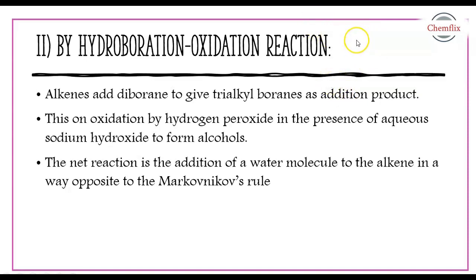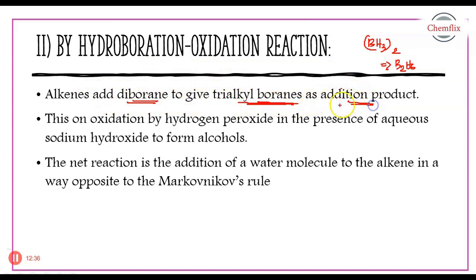Here in hydroboration, we use BH3, diborane, B2H6. We are going to add this group to the alkenes. Hydroboration means alkenes add diborane to give trialkyl borane as the addition product.